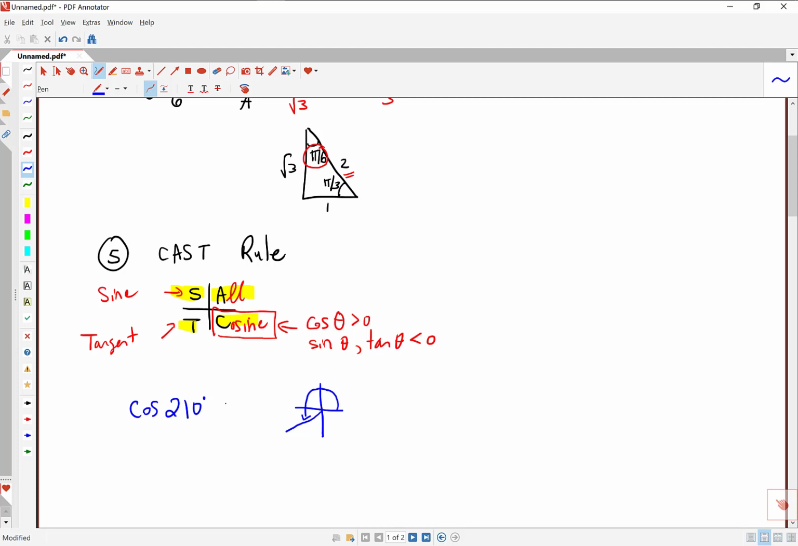So that tells us that cos of 210 degrees will be a negative number. It tells us that tan of 210 degrees will be a positive number, and sine of 210 degrees will be negative. So it's just tan that's positive in that quadrant. The other two are negative there. So basically that's what the CAST rule does for you.